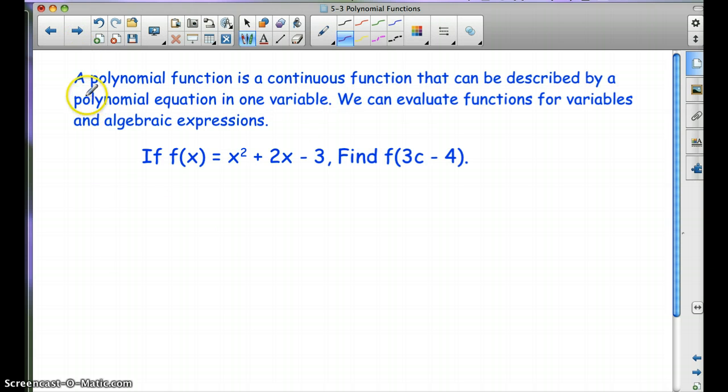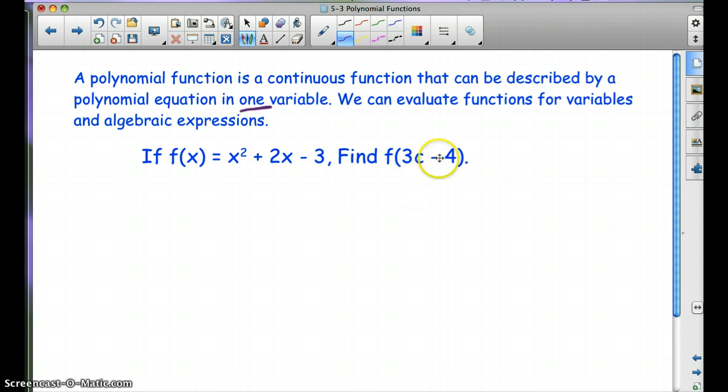A polynomial function is a continuous function that can be described by a polynomial equation in one variable. It only has one variable. And we can evaluate functions for variables in algebraic expressions. We did this way back in chapter 1, I think, where we just plugged in a number. But now we can plug in algebraic expressions. So that's exactly what we're going to do.